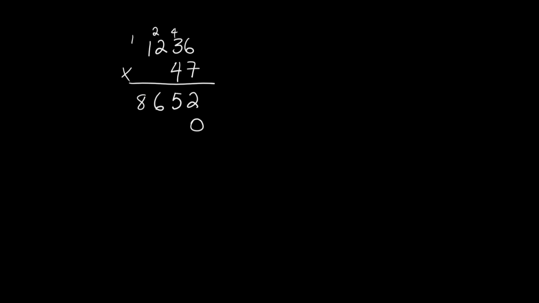We'll put down a 0 as we're skipping a line. 4 times 6 is 24, carry 2. 4 times 3 is 12, plus 2, which is 14, carry 1. 4 times 2 is 8, plus 1, that's 9. And 4 times 1 is 4. And so our final answer will be the sum of these two numbers.